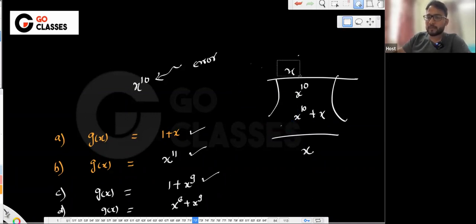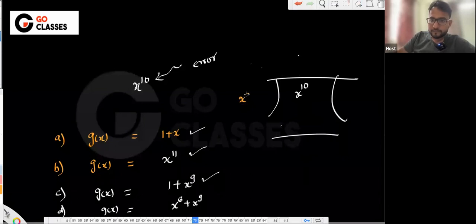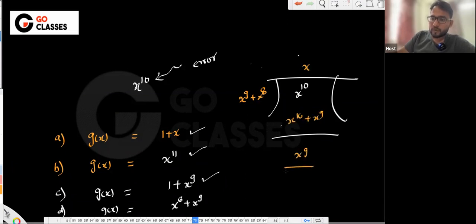X power 8 plus x power 9. Okay, let me write x power 9 plus x power 8. Let me write in decreasing order only. No, you got some remainder, right? So you are not able to divide. So that is why D is also the correct answer.